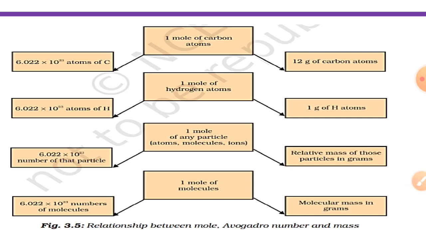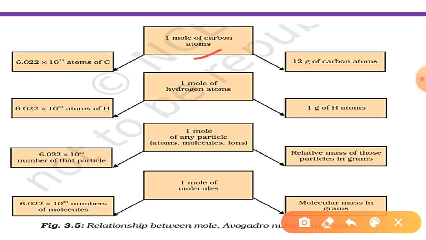Here is a chart, and we can now relate the numbers and the mass with the mole. Now have a close look. Here on the top you can see 1 mole of carbon atoms. As I have told you, 1 mole of carbon atoms will have 6.022 × 10^23 atoms of carbon, because this many come together to form 1 mole, and this is equal to the atomic mass of carbon in gram, so equal to 12 gram of carbon atoms.